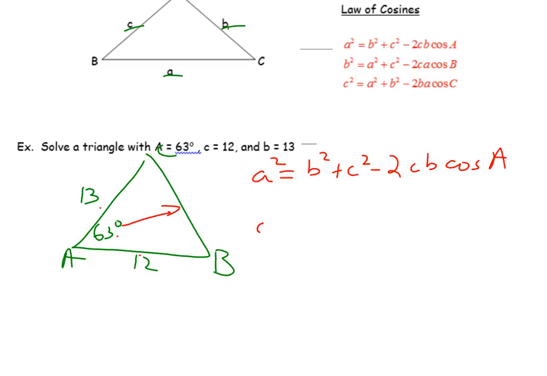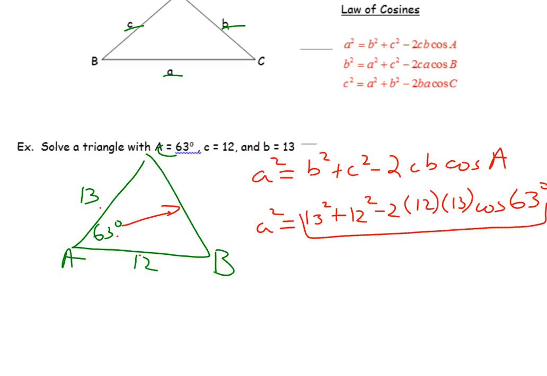Filling in my numbers, I get a squared equals, well, little b is 13, little c is 12, and just filling in those numbers one more time, I get 2 times 12 times 13 times the cosine. Well, angle A is given to be 63 degrees. Everybody see this? If you notice, this whole right side is just an order of operations problem.